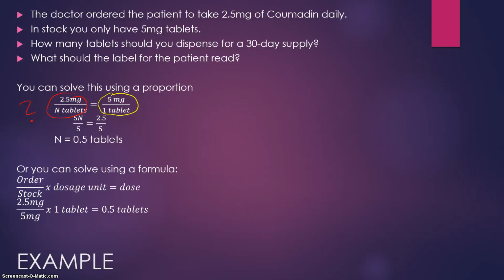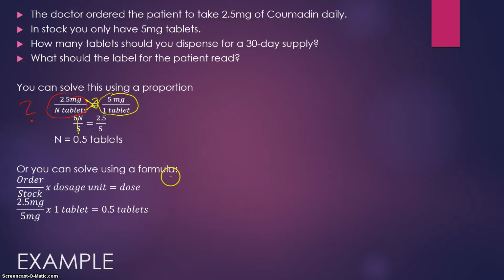After our proportion is set up, we're going to cross multiply and divide. So n tablets times 5 equals 5n. 2.5 milligrams times 1 tablet gives you 2.5. Then you divide both sides by whatever number is with the letter. We see that 5 is with the letter, so we divide both sides by 5. And 2.5 divided by 5 is equal to 0.5, and you get 0.5 tablets.